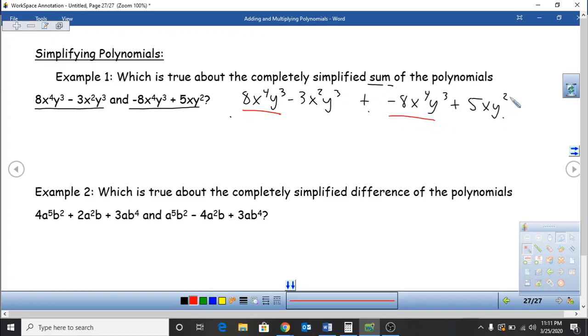So is this x to the 4? No. Is this x to the 4? Yes. Is it also y cubed? Yes. Is this x to the 4? No. Okay, next I'm going to take x squared y cubed. Oops. I'm going to take x squared y cubed. I'm going to underline that green.